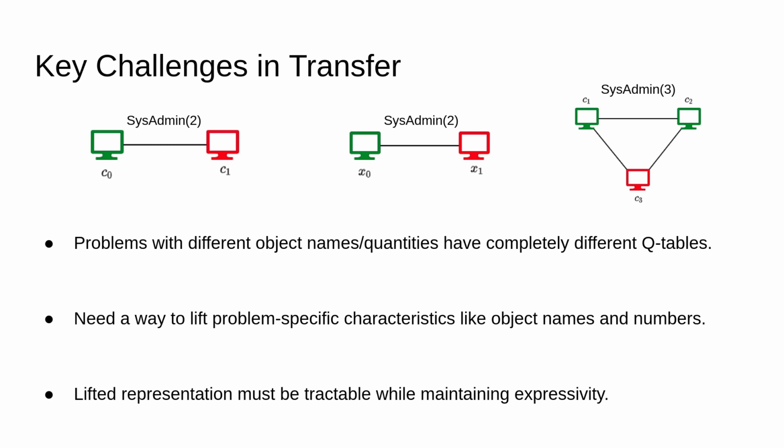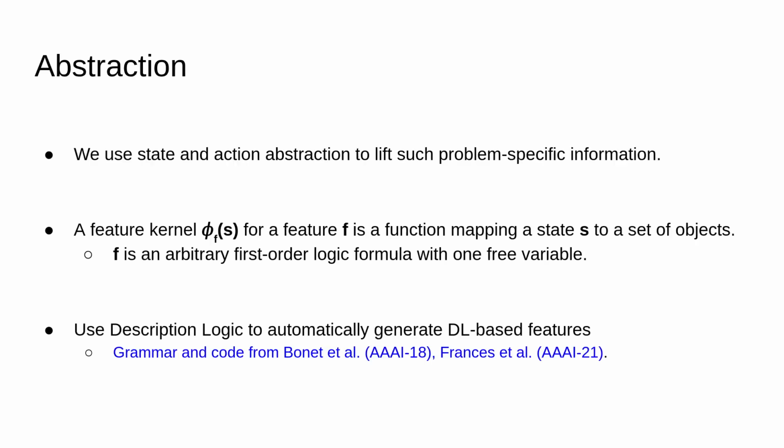So to express a generalized policy, we need a way to lift problem-specific characteristics like object names and quantities, and we must be able to do so in a way that is tractable while maintaining the expressiveness. We use state and action abstraction to lift such problem-specific information by defining a feature list which consists of a set of features where each feature is an arbitrary first-order logic formula. We then define a feature kernel for the feature, which is a function that maps a state S to a set of objects. Our feature list is composed of description logic-based features from prior work of Bonet and Francès.